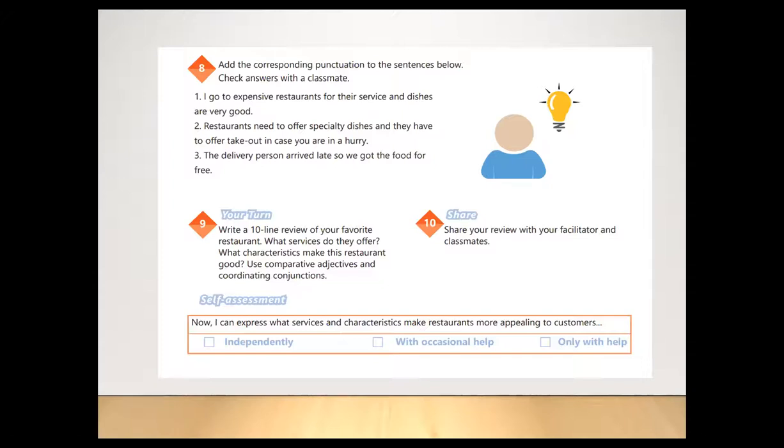Express the services and characteristics that make this restaurant special or appealing to the customers. Think about the place, the food, the service, the options, the prices, the taste. What else? I'm going to get hungry if I start giving examples, but you get the idea.